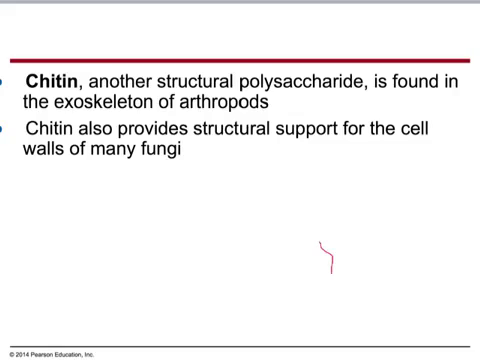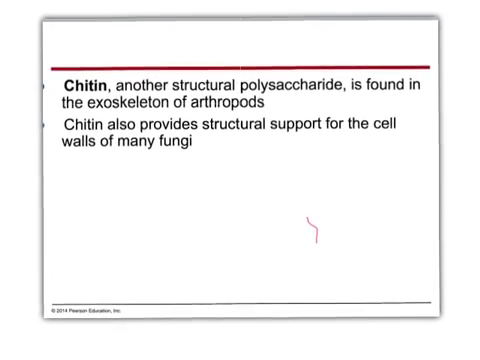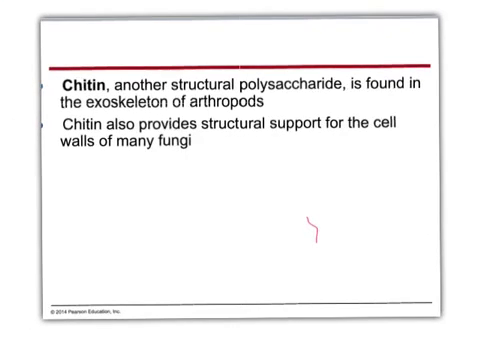And then the other polysaccharide, chitin, is another structural polysaccharide. It's found in the exoskeleton of arthropods. It provides structural support for the cell walls of fungi. We are not going to be concerned with the structure of chitin. Just know that it is another polysaccharide, and it's used for structural support. You might find it in the exoskeleton of a lobster and other arthropods.